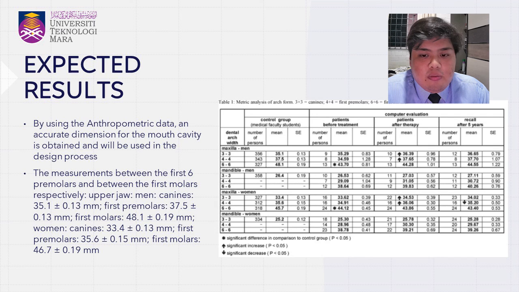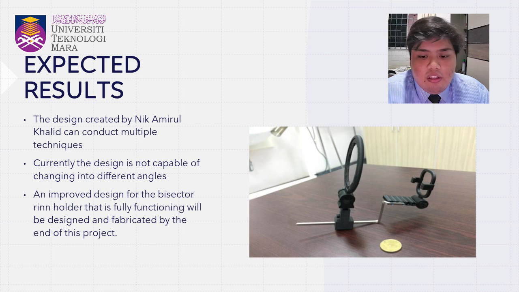This is the anthropometric data that we have gathered for this project from previous researchers. By using this data, accurate dimensions of the mouth cavity can be obtained and used in the designing process. This figure is the current design created by Nick Amirul Khalid in his research. This design of the multiple angle bisector ring holder is capable of conducting multiple techniques, but it is not capable of changing into different angles. So for this project, the aim is to create a design that can change angles easily by the end of this project.